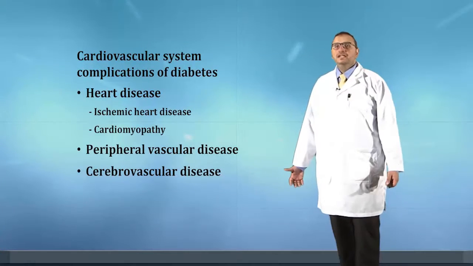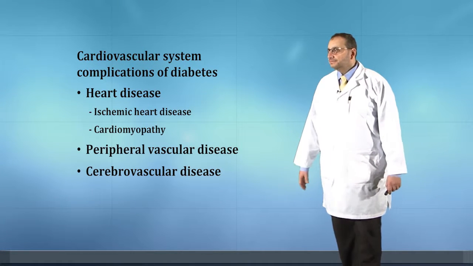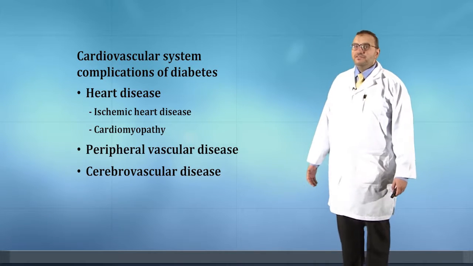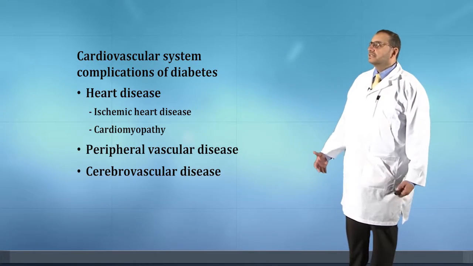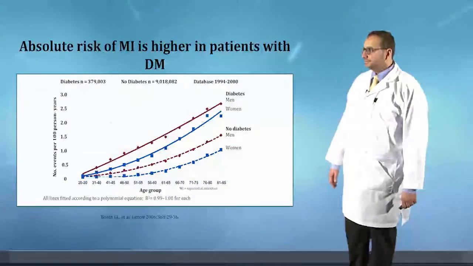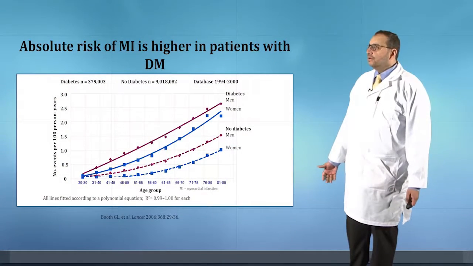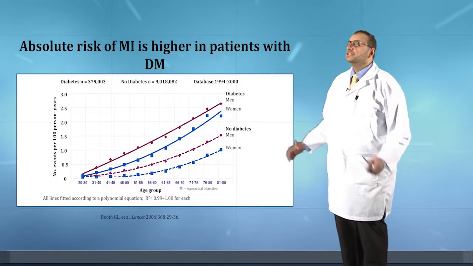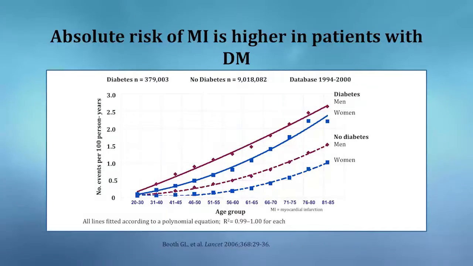And mainly it is heart disease: ischemic heart disease, cardiomyopathy, peripheral vascular disease, and cerebrovascular disease. As you all know, the absolute risk of myocardial infarction is much, much higher in diabetics compared to non-diabetic patients, and it can also occur as a silent MI more than in your normal patients.